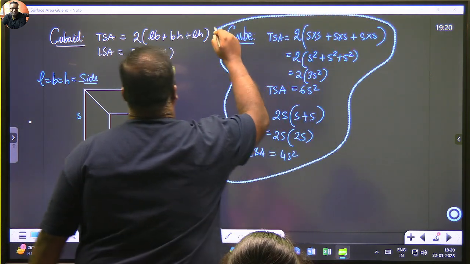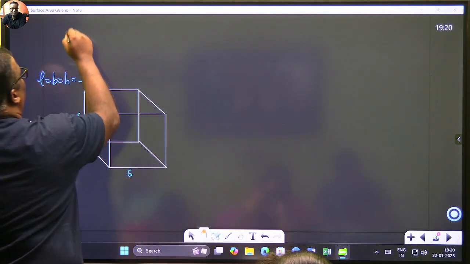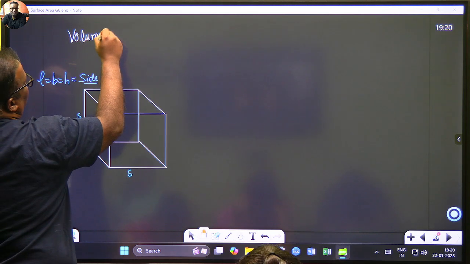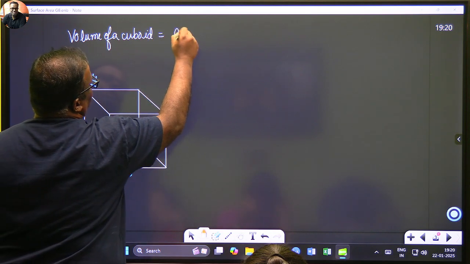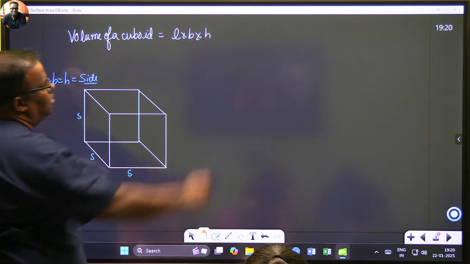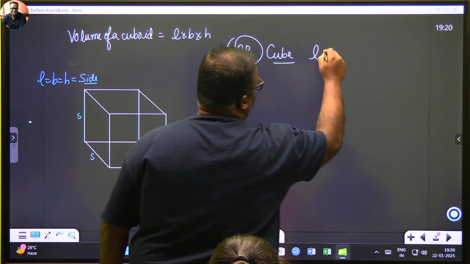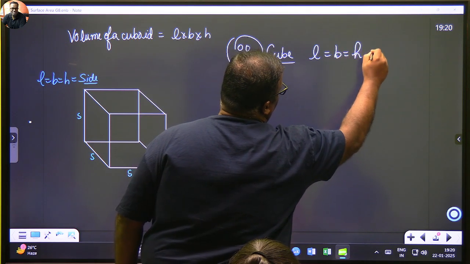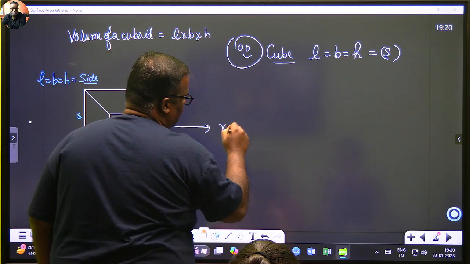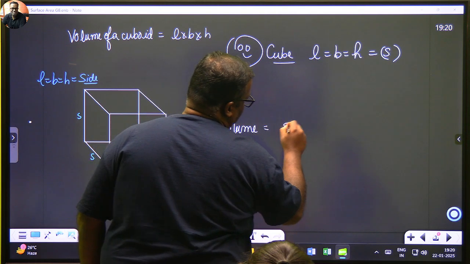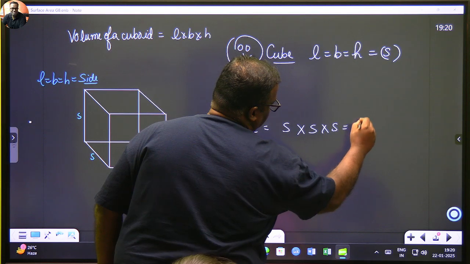Let's go back to our cube and again first write the cuboid's volume. Volume of a cuboid, कितना होता है? Just now you said length times breadth into height. But in case of a cube, we know that length is always equal to breadth is always equal to height, which is given by the measurement of the side. So what should be the volume? Volume will be length, that is S, into breadth, that is S, into height, that is S. So that's S cube.